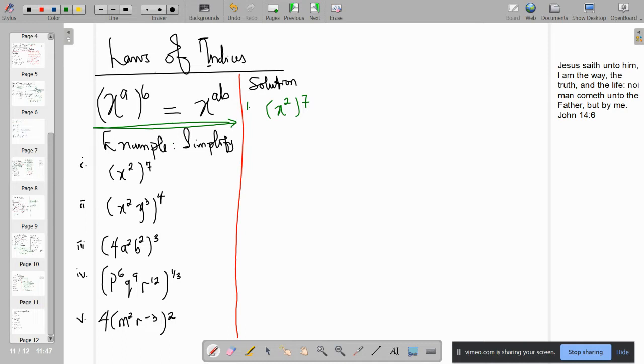So here now we have x raised to power 2 raised to power 7. This is going to be x raised to power 2 times 7, and this is x raised to power 14.